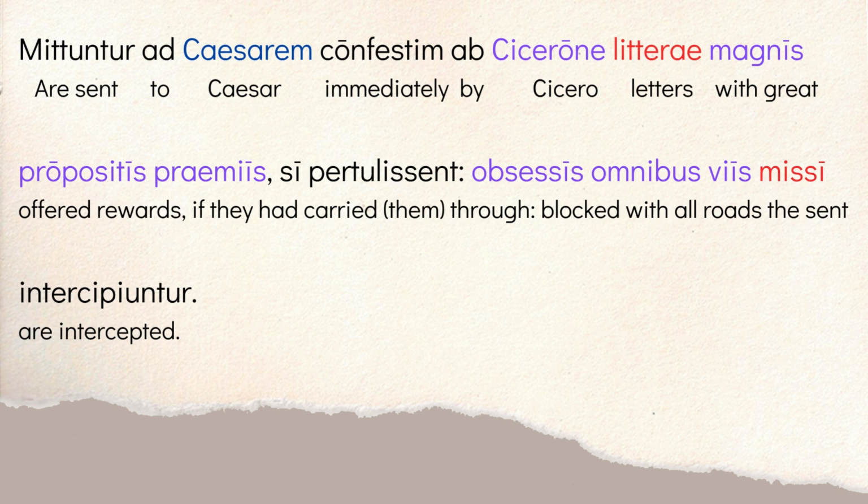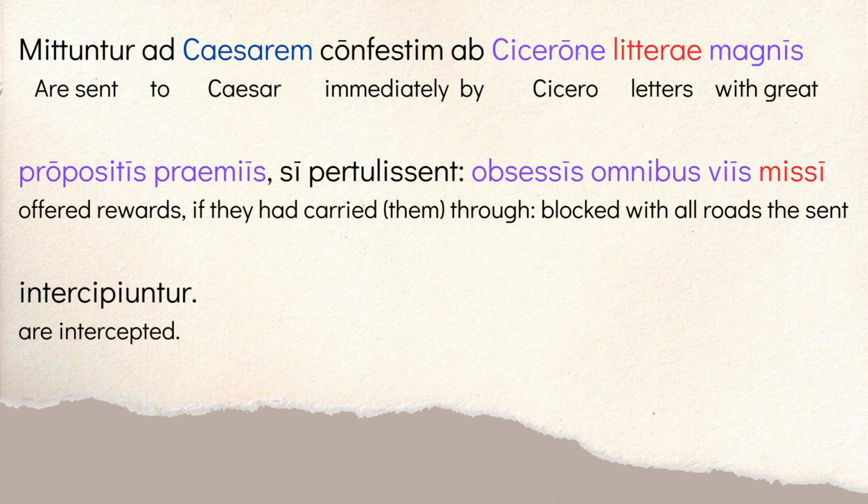So then you have obsessis omnibus viis, with all the roads, omnibus viis, right? All the paths, all the roads having been blocked, the missi. Missi here literally means those having been sent, the sent ones. It's really the messengers, those sent out, you could say. Intercipiuntur, they are intercepted, right? So it doesn't work.